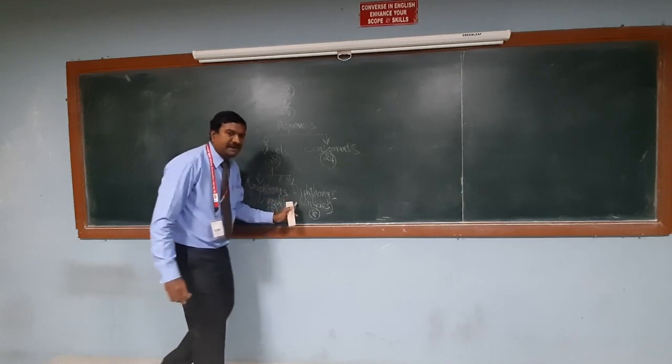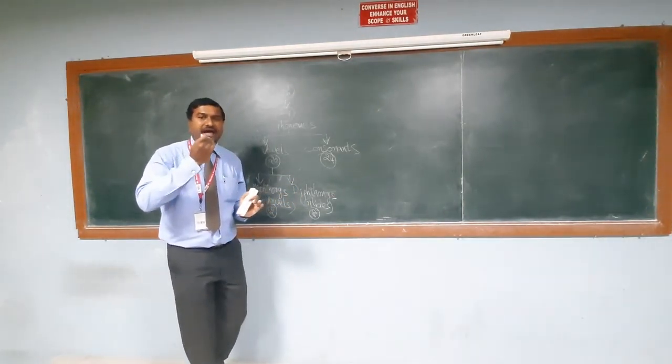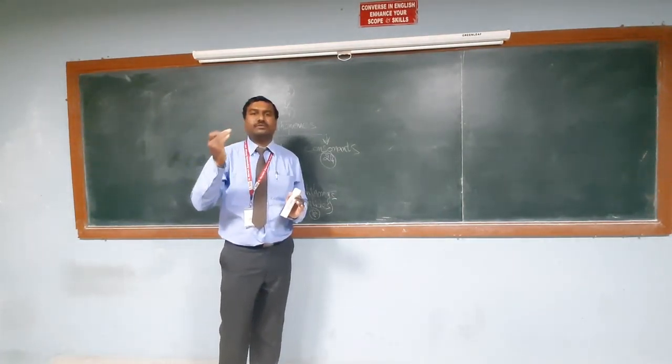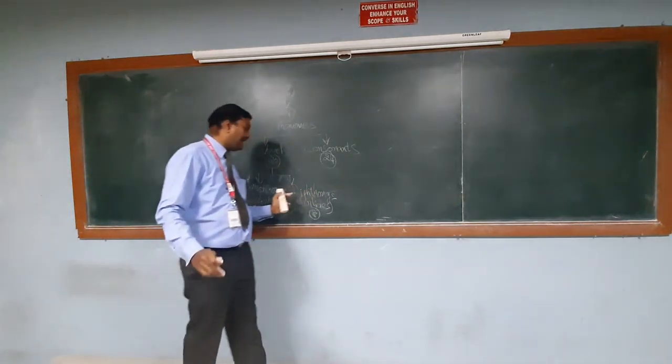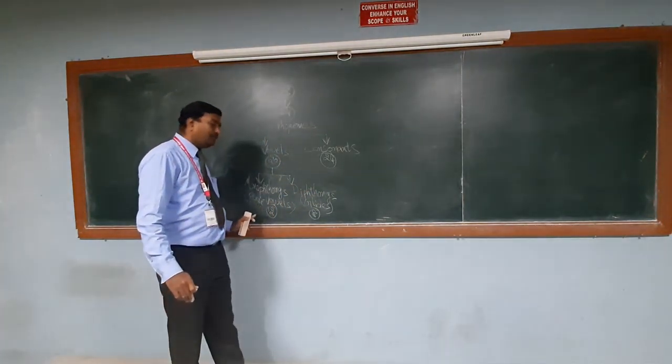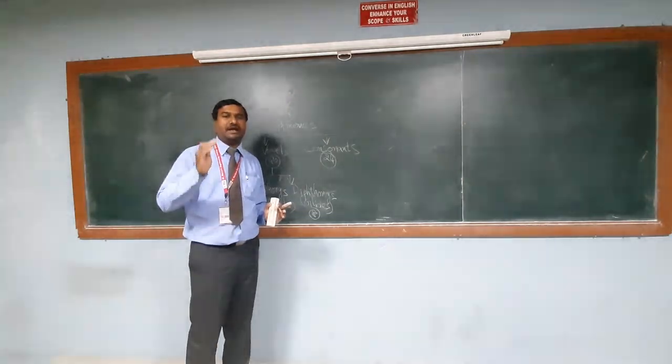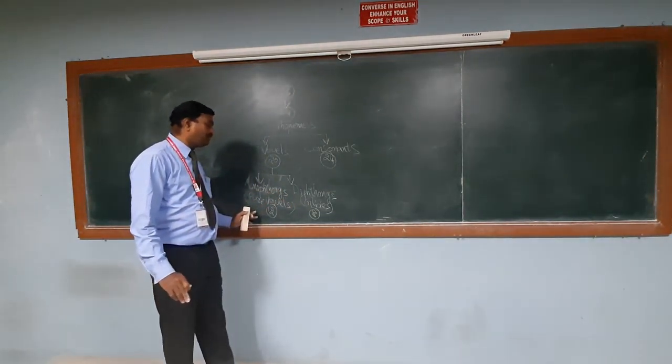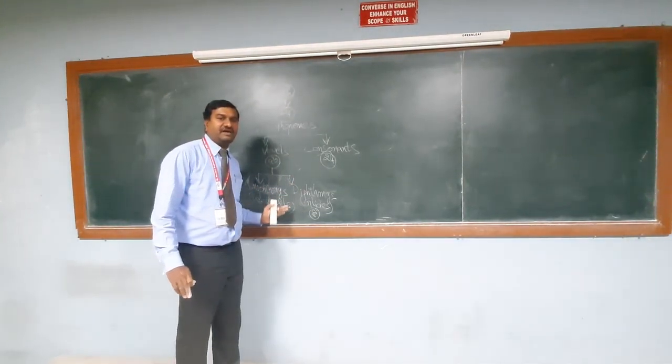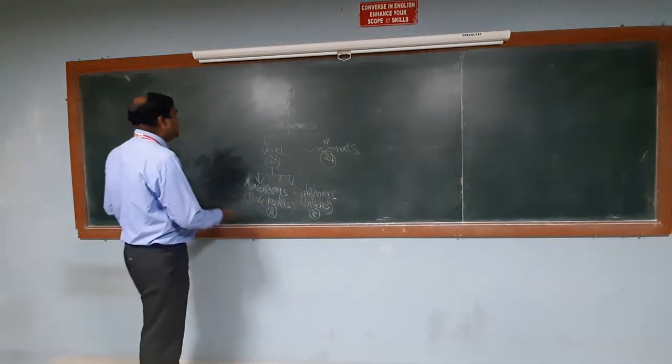Why do you say these are glides? Because the tongue in the mouth can shift or move from one place to the other. So they are called glides. And pure vowels, without any motion or movement, we produce them, 12. Let me produce the list of total 12 pure vowels here.